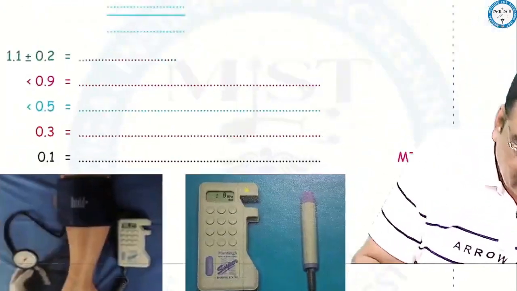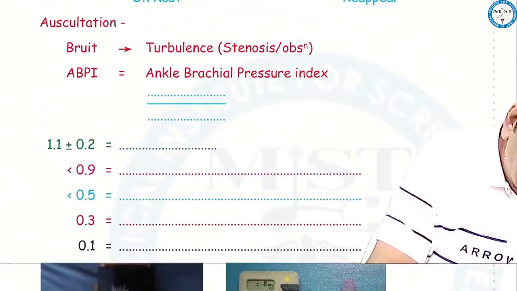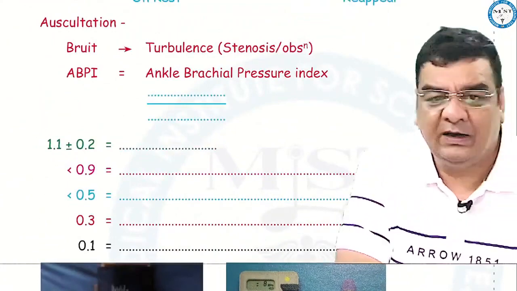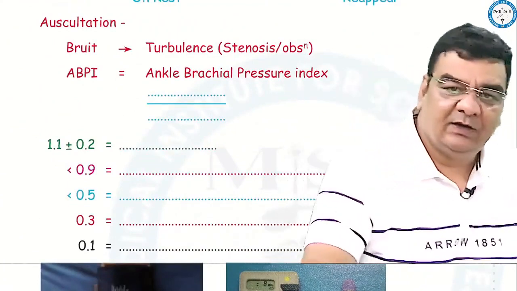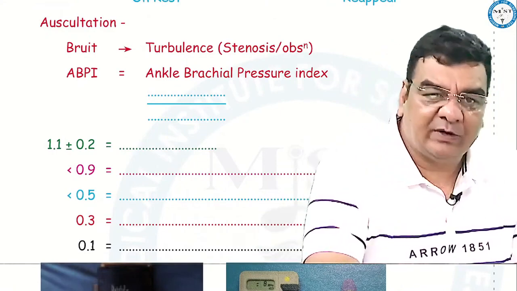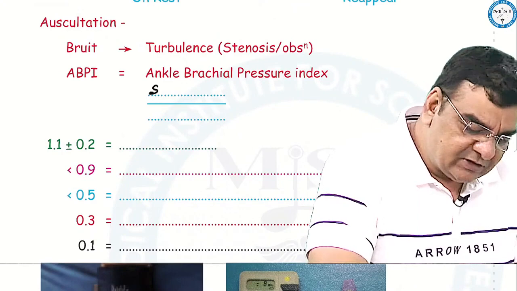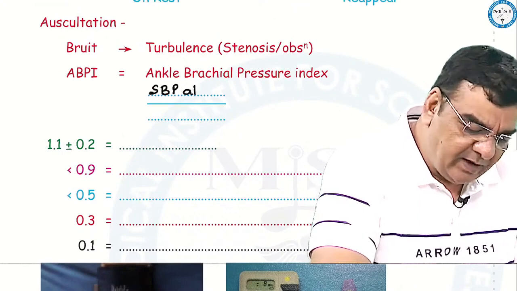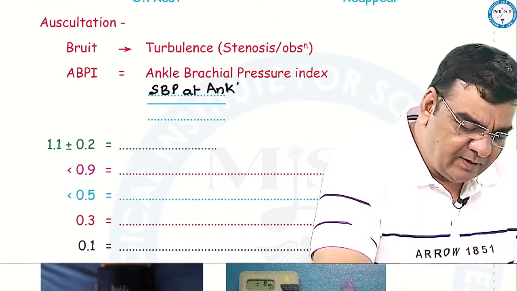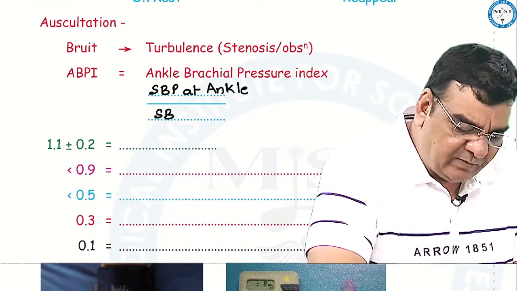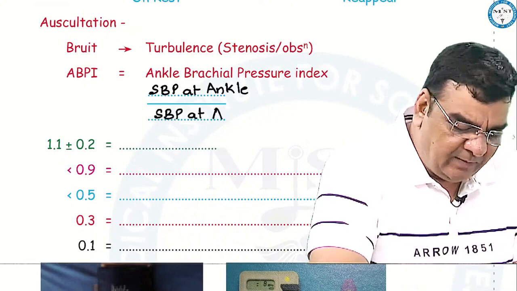Okay, so suppose I say that we calculate the ankle brachial pressure index. In this ankle brachial pressure index, this is the ratio of systolic blood pressure at the ankle versus systolic blood pressure at the arm.